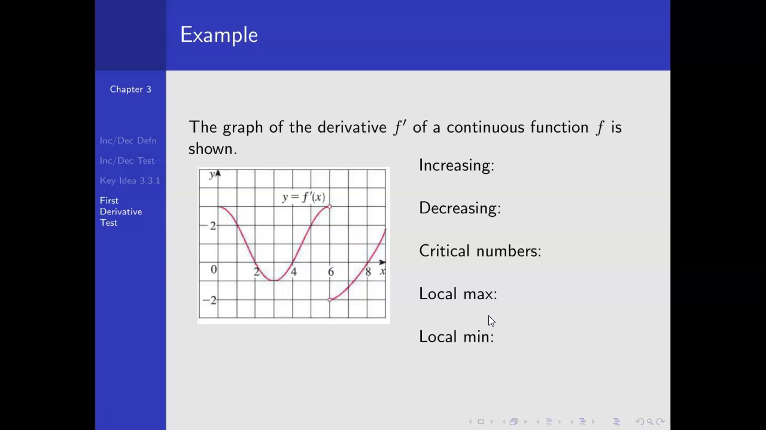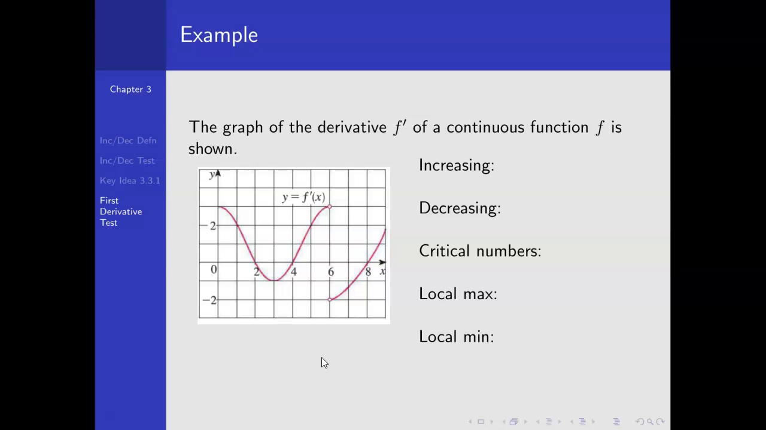And then finally, we have our last example. We're given the graph of f prime of a continuous function f. We're going to figure out the intervals where f is increasing and decreasing. We're going to figure out the critical numbers, and we're going to find any local max or local min values.